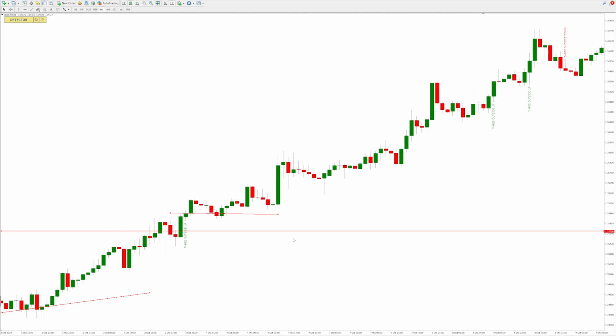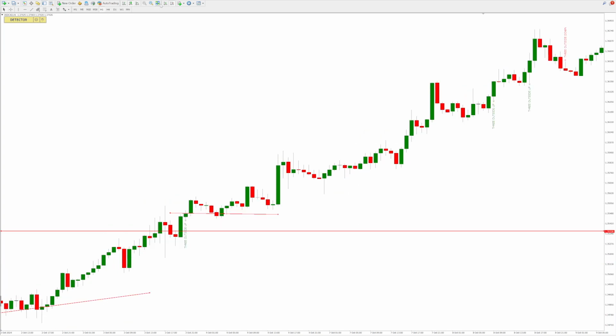You can spot the 3 outside up and 3 outside down pattern on any chart time frame. I just prefer the 1 hour charts and above, simply because there's more price action included within them, and thus I find the signals tend to be more reliable. It also means less time chart watching, which is a bonus.